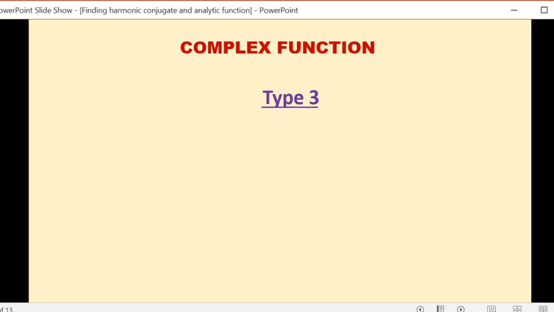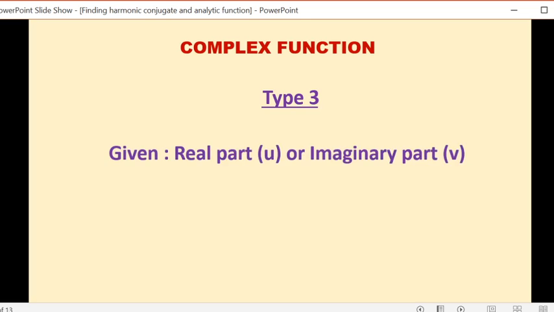Now the type 3 problem is based on both harmonic function and analytic function. Type 1 was based completely on analytic function. Type 2 was based completely on analytic function. Type 3 is based on both analytic and harmonic function. Okay? So let us see what this type is. In type 3 we would be given a function, the real part u, which would be the real part of a complex function, or we would be given v, which is the imaginary part of a complex function. So either the real part or the imaginary part, one of the two functions will be given.